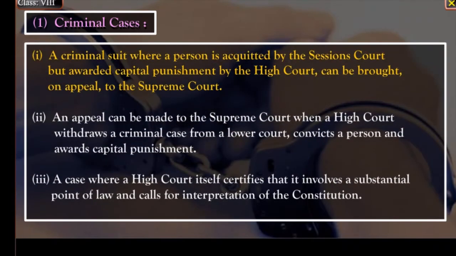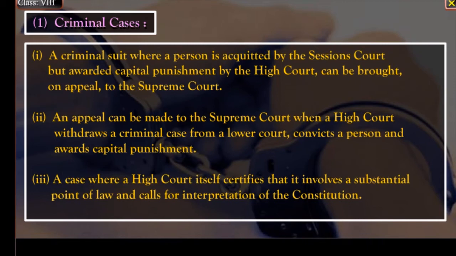Criminal cases. A criminal suit where a person is acquitted by the Sessions Court but awarded capital punishment by the High Court can be brought on appeal to the Supreme Court. An appeal can be made to the Supreme Court when a High Court withdraws a criminal case from a lower court, convicts a person and awards capital punishment.